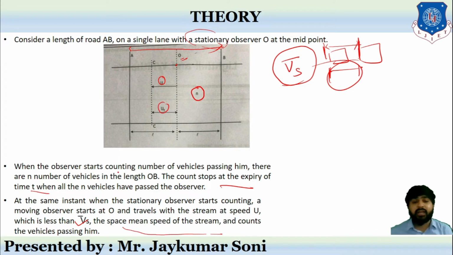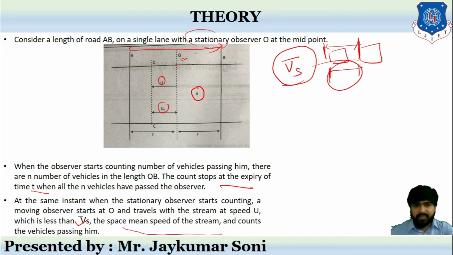And he counts the vehicles passing. So what we have learned in this slide is that we consider the road length AB, the single road length. We have the stationary observer O, standing at the midpoint. As he is stationary, his place will not change. He will count the number of vehicles in the length OB. The number of vehicles will be n, and when these n vehicles are over, he will stop counting.